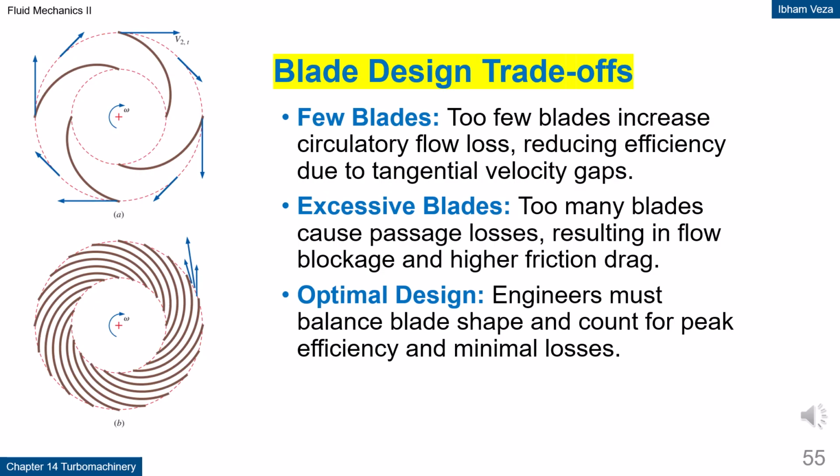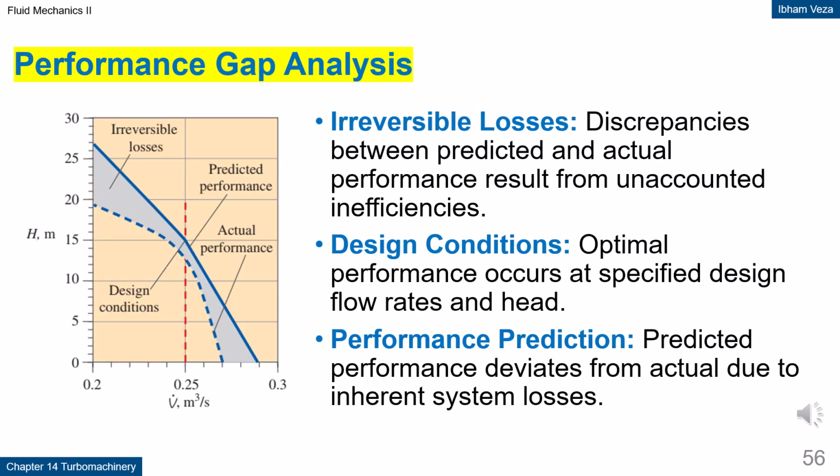Blade design trade-offs. Too few blades increase circulatory flow losses and reduce efficiency. On the other hand, too many blades cause passage blockage and higher friction losses. A good design must balance these two effects. The main goal is to maximize energy transfer with minimum losses. Therefore, the choice of blade number cannot be arbitrary. Performance gap analysis.